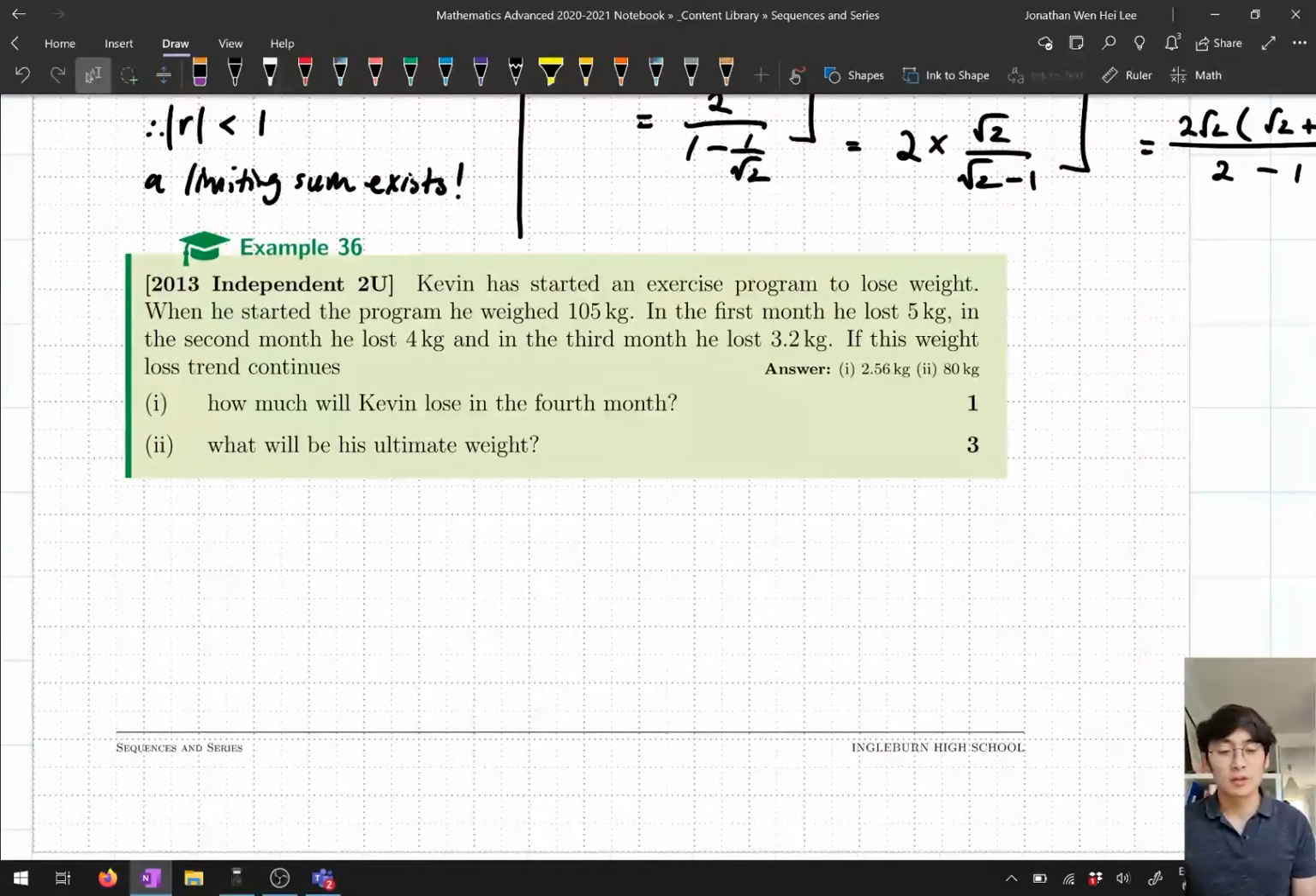Kevin has started an exercise program to lose weight. When he started the program, he weighed 105 kilos, and in the first month, he lost 5 kilos. In the second month, he lost 4 kilos. In the third month, he lost 3.2 kilos. If this weight loss trend continues, well, actually, before we continue, let's have a look.